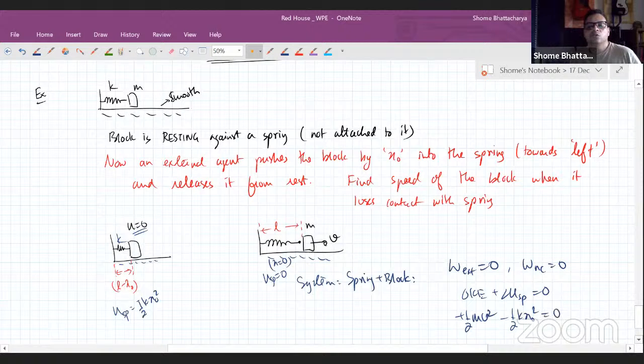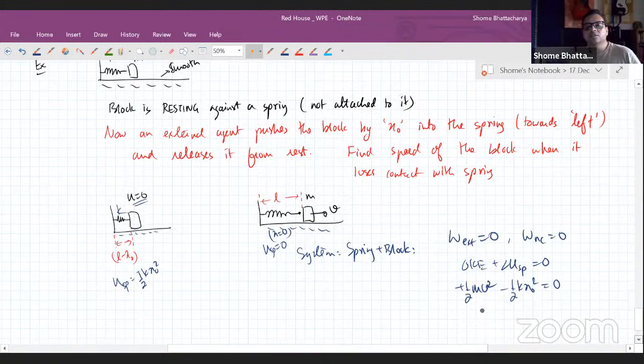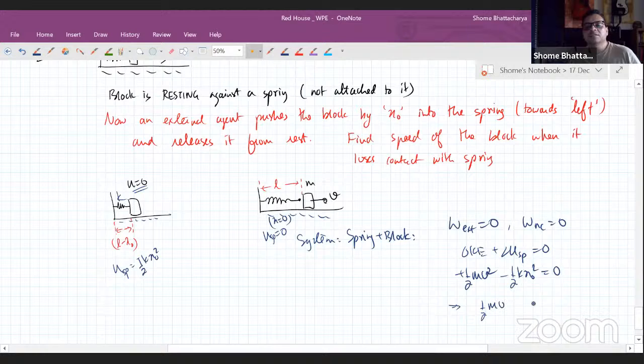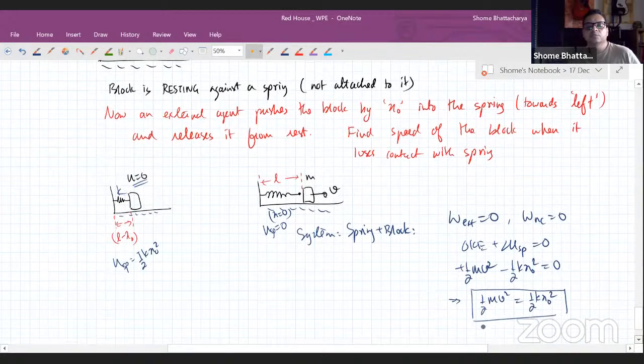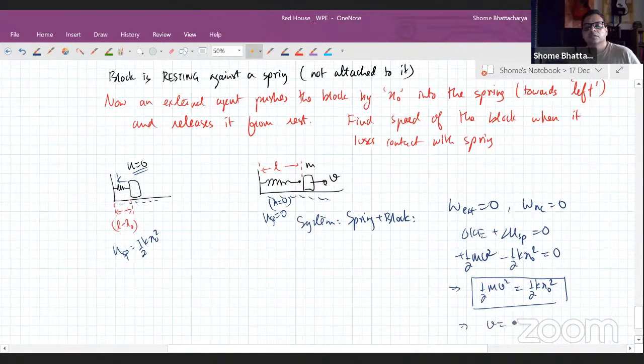So this is zero. So logically, what we'll say is that the kinetic energy of the block has come as a result of the spring giving it its potential energy. No external agent has done work. The spring has lost its potential energy and converted that into kinetic energy. So naturally, the speed comes by a very simple formula. It is x naught into square root of k by m.